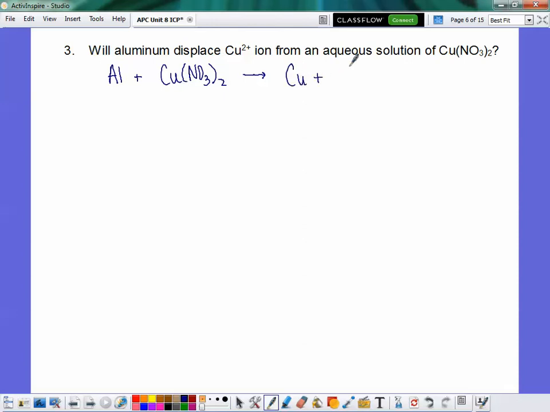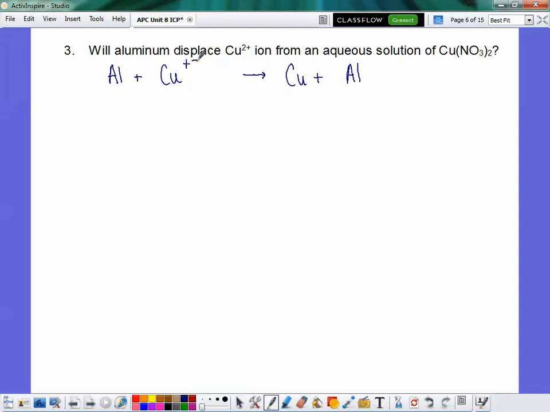Cu and aluminum nitrate, which is Al(NO3)3. And this is not Cu2+ because it's going to be the metal. Okay? Now let's go ahead and change this to a net ionic equation. Instead of leaving the NO3s, let's get rid of them, right? So to save space, I'm just going to erase the NO3s. And then write in the charges that those things had.